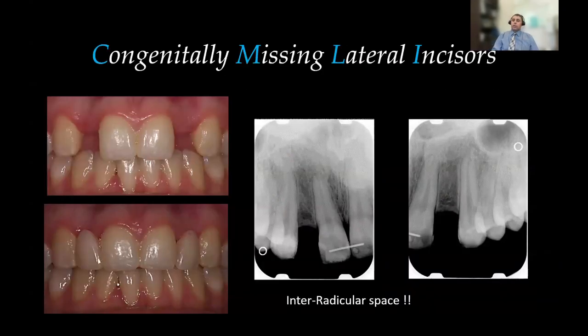But let's see a case where this was a consideration for treatment planning. So this is Emily. Emily is a patient that I also treated probably about 12 years ago. She came in, she was 21 years old at the time, and she was so excited because finally she would replace her congenitally missing lateral incisors.